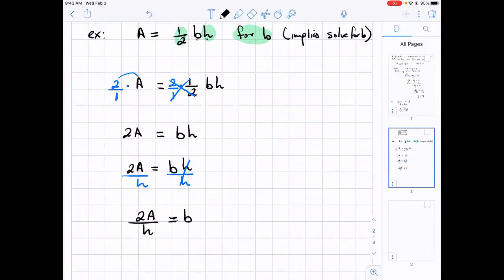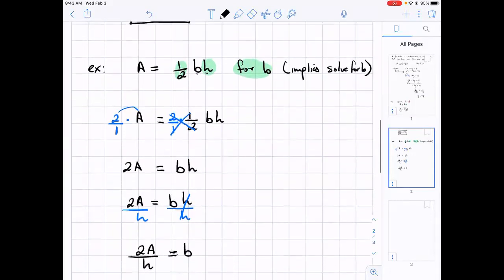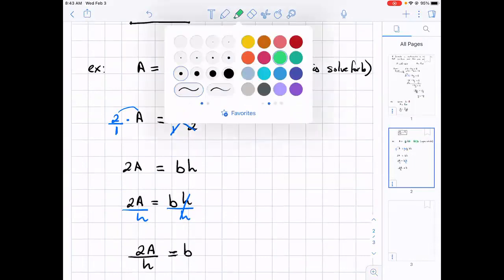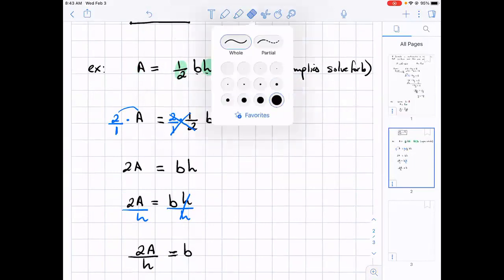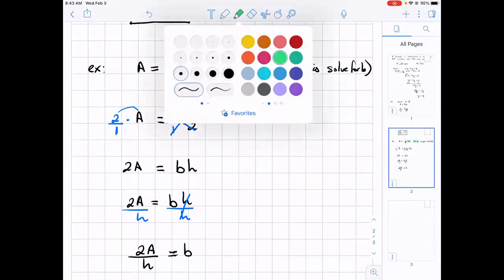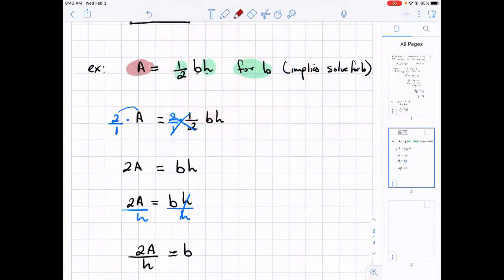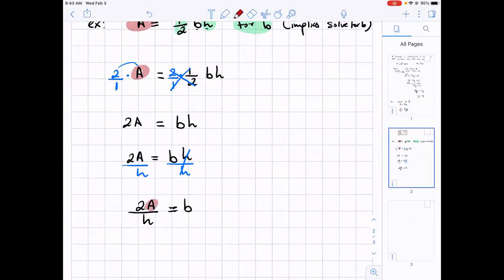So in this example, notice that A here was uppercase. So you cannot convert this to a lowercase. It must be uppercase throughout the problem. So make sure in your answer you use an uppercase. That is very important. The letters must be the same.